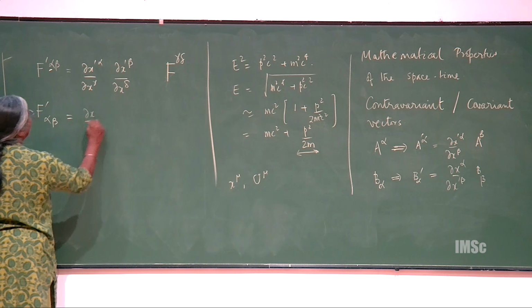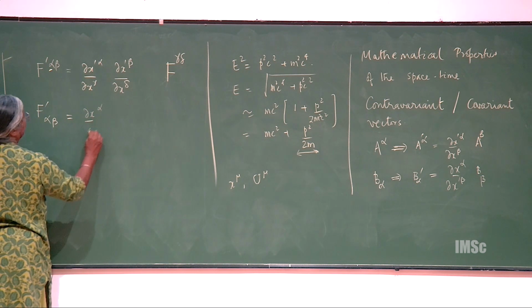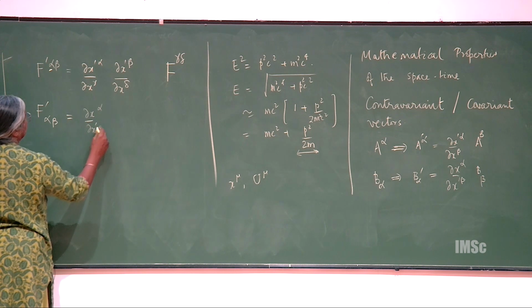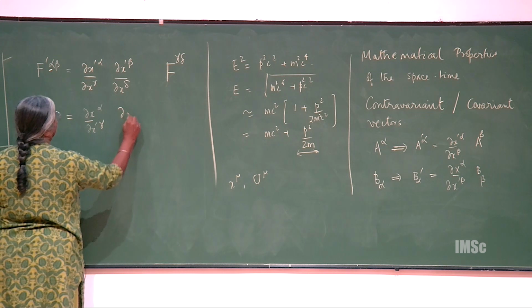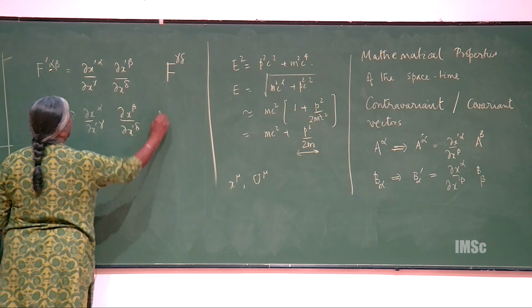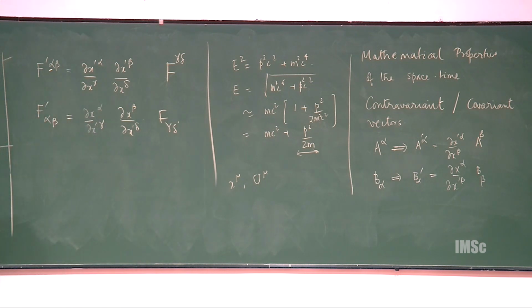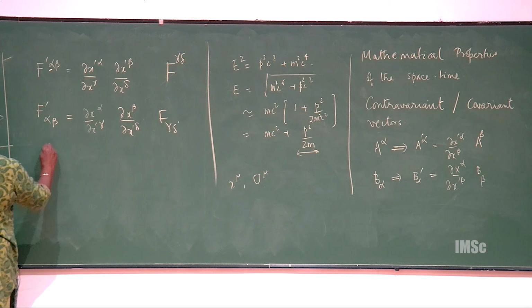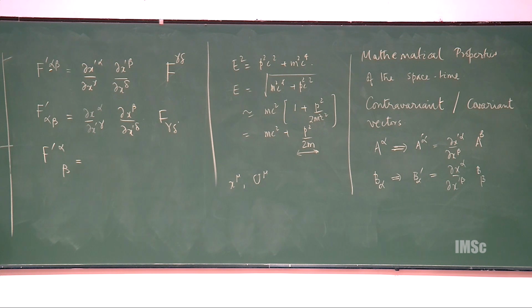Yeah, tell me nice and loud, I can hear a little bit. Dx by? Very nice. Dx prime, let's call it gamma. Okay, then dx beta by dx prime delta, right? And f of gamma delta. Now you see, once I have two indices, I can have one at the top, one at the bottom. Now somebody tell me the answer for this.